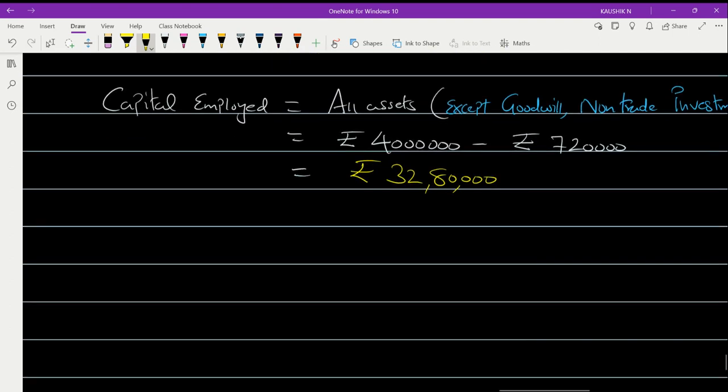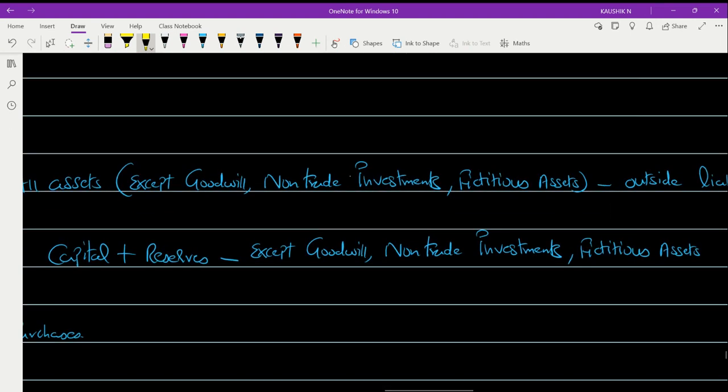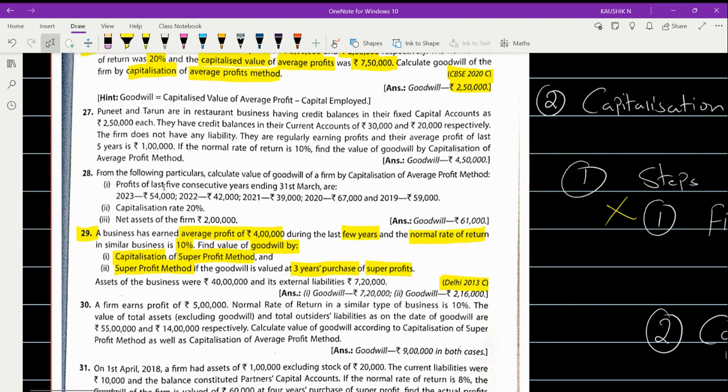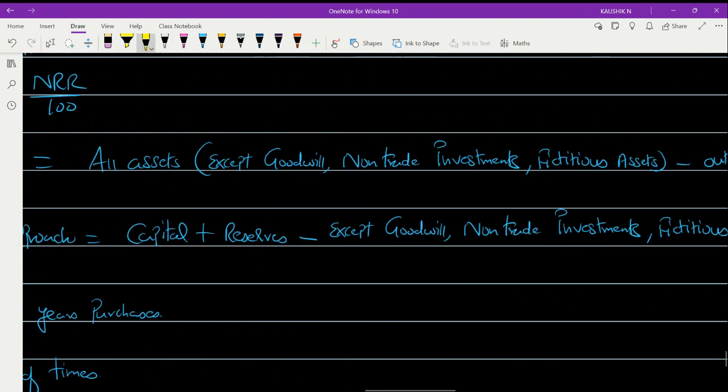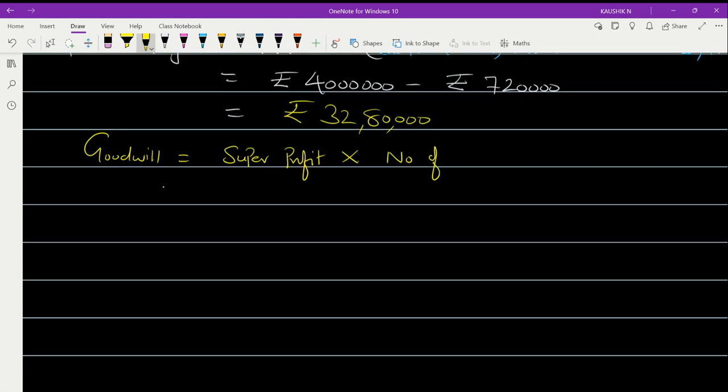Straight away go for my goodwill calculation under super profit. What is the formula? Goodwill is equal to your super profit into, check out the question whether it is given number of years purchases or have they given number of times. What is given in the question? Number of years purchases. 3 years purchases. Okay, fine. So goodwill is equal to super profit into number of years purchases.